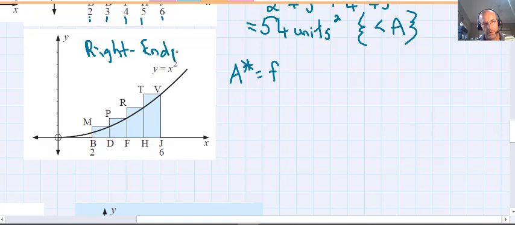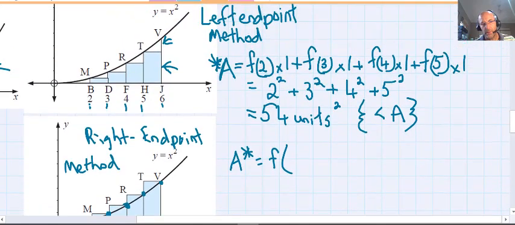Right endpoint method, and better neaten that up. So we can see that we've got different ordinate lines. There we're looking at the right endpoint of each rectangular strip touching. Okay, so look at the contrast between that and the one above it. You can see the result's going to be different.